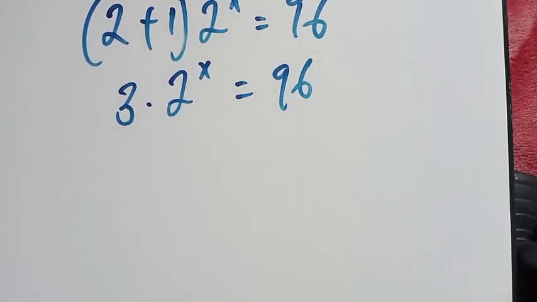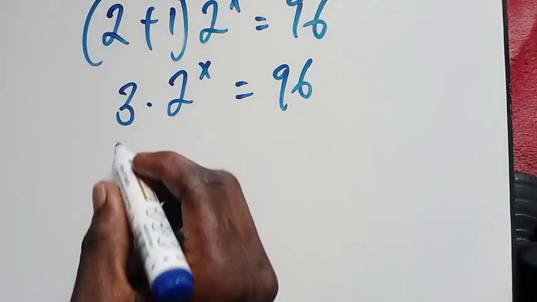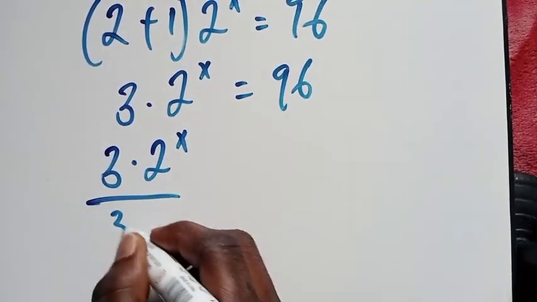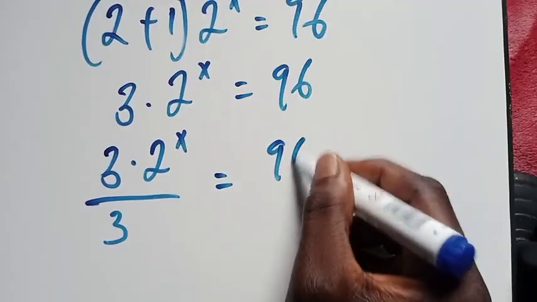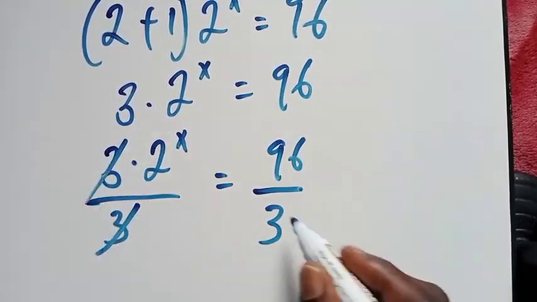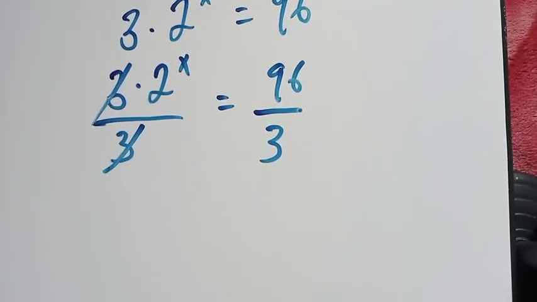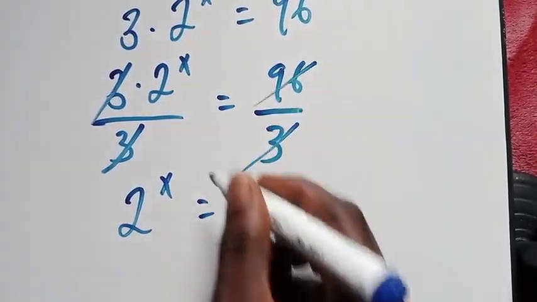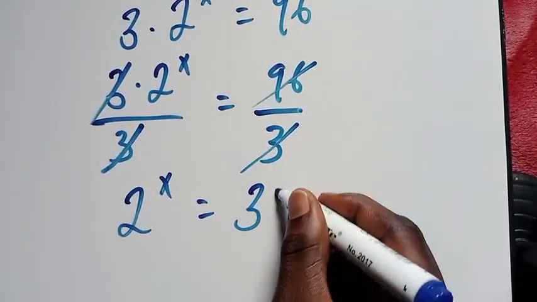Now from here, I will divide both sides by 3 in order for 2 raised to the power x to stand alone. So this will be 3 times 2 raised to the power x divided by 3 equal to 96 over 3. If this cancels this, you have 2 raised to the power x equal to 96 divided by 3, which is 32.